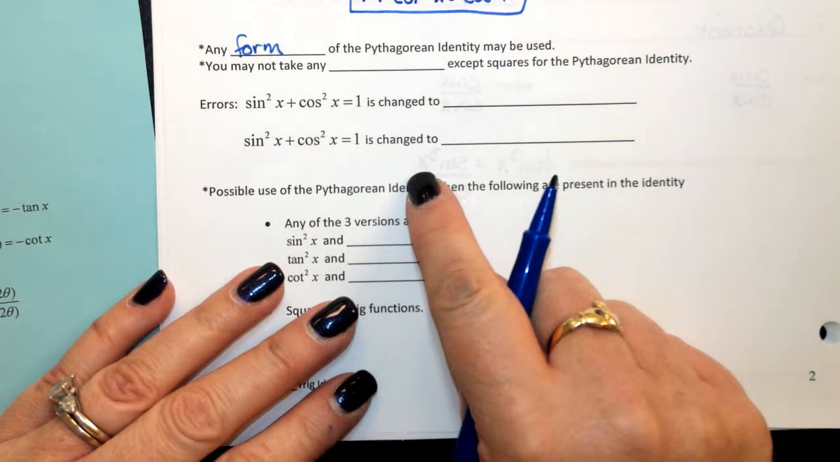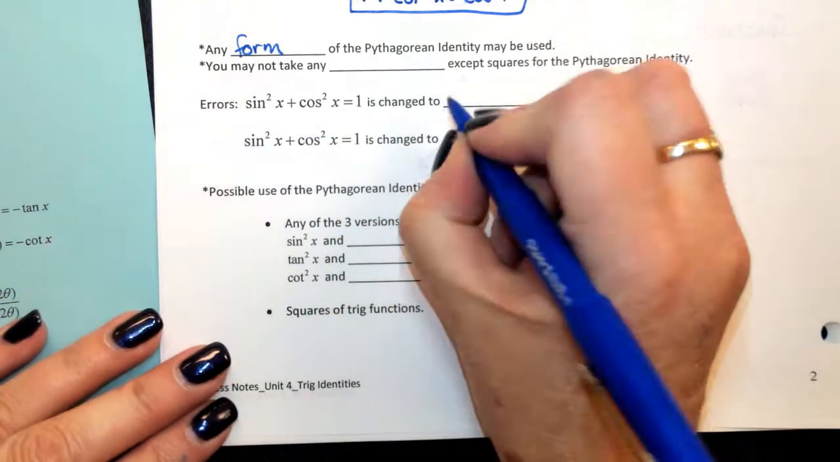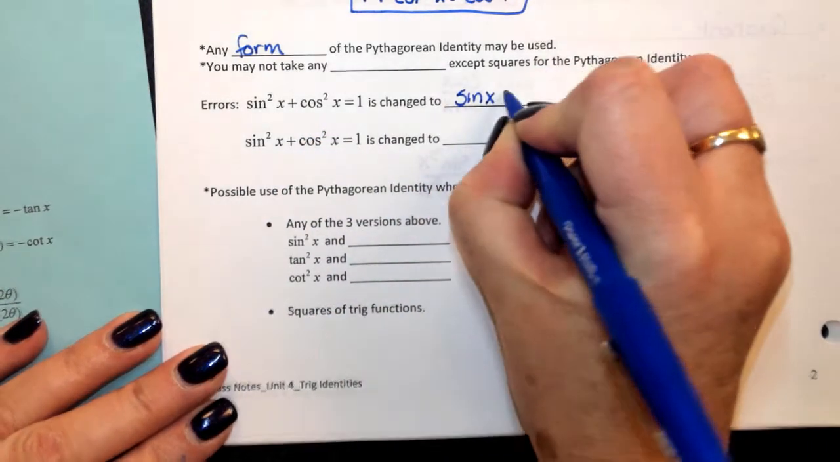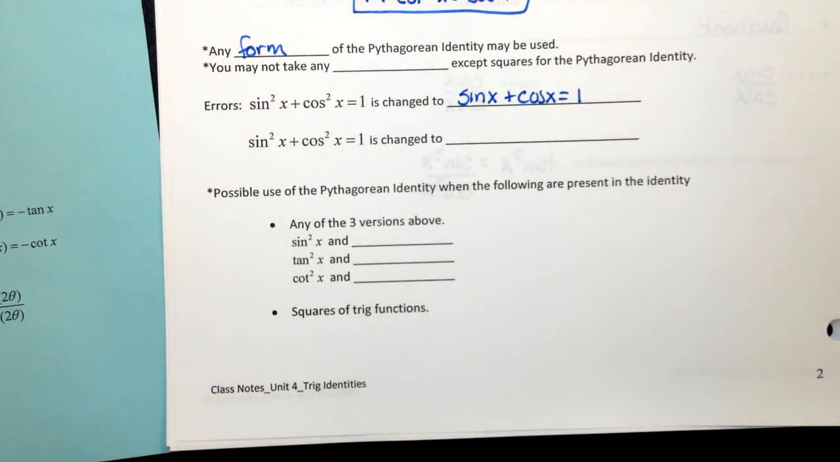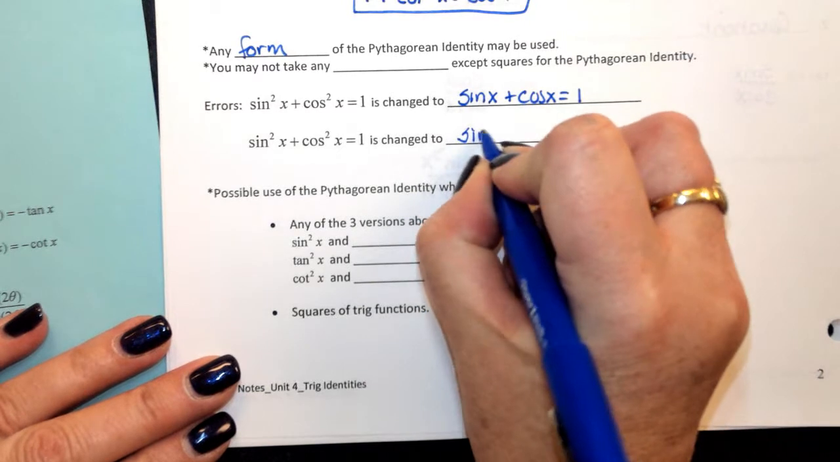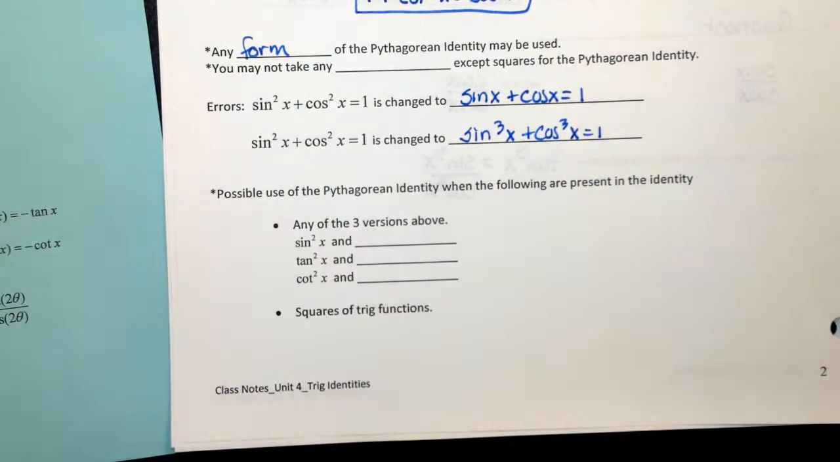Now remember, just some common errors. Sine squared plus cosine squared equals 1 is changed to sine of x plus cosine of x equals 1. That's a no-no. You can't just take the square root. Or if you've got sine to the third of x plus cosine to the third of x equals 1, that doesn't work either. Pythagorean identities only work if you've got the squares. All right?